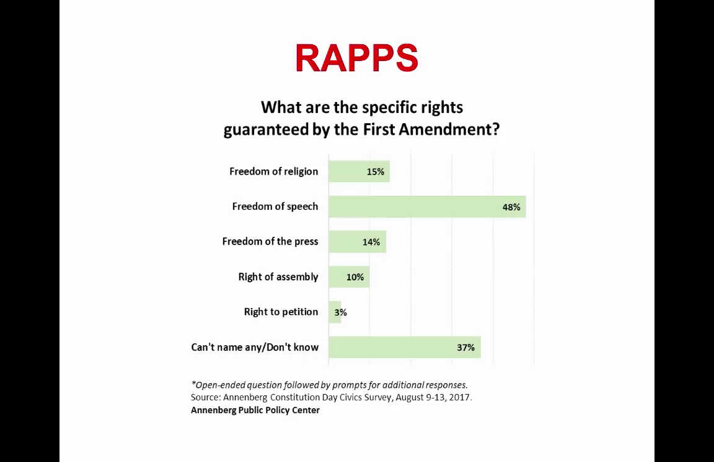Now, one of my goals is to make sure you are not one of these people who can't name or don't know anything about the First Amendment. 37% of the people asked couldn't name any of the specific rights guaranteed by the First Amendment. One way to remember it is RAPS: Religion, Assembly, Press, Petition, Speech. You don't have to know them in order. Religion is called the first freedom, but no worries about that. Commit that to memory, and that way you won't be one of these people that we make fun of in class.